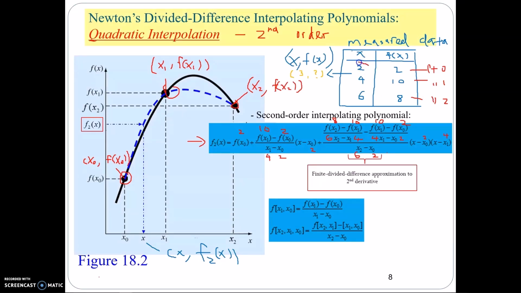Then you can substitute the x0, x1, x2 as well as the corresponding f(x) into this formula. Then substitute x equal to 3 inside the formula as well. You should be able to obtain f2(x), which is equal to 7.25. The 2 here indicates that we are using the second order method in order to interpolate the solution.